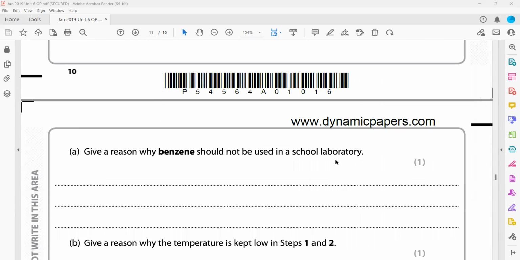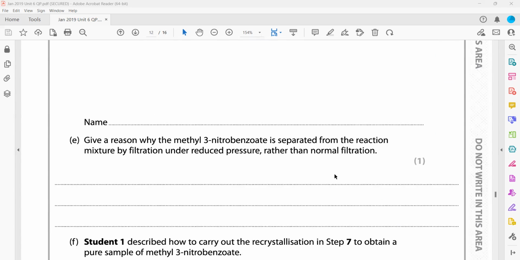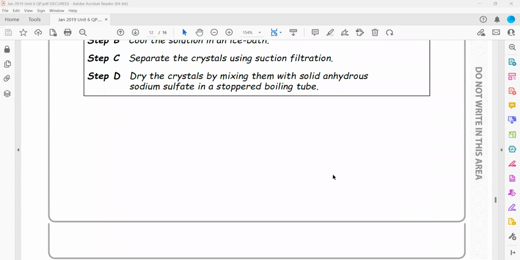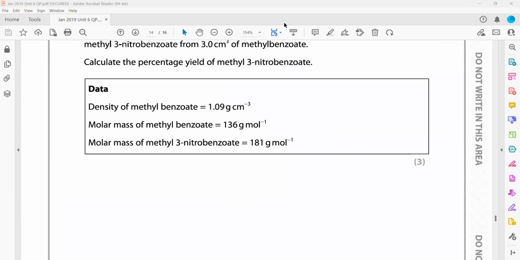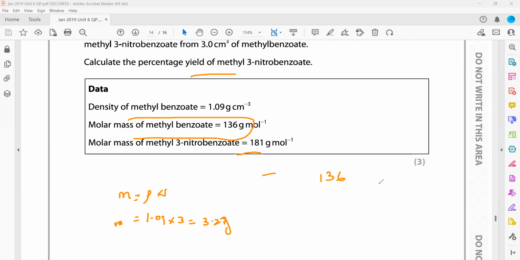So the ratio of the mass will be the same as the ratio of the moles. Sorry, the ratio of the molar mass will be the same as the ratio of the mass in grams. After getting the mass of methyl benzoate, we'll take a ratio for methyl benzoate to methyl 3-nitrobenzoate. It is 136 to 81. So 3.27 will be X. Just cross multiply. This will give us what mass we should get after taking this ratio.